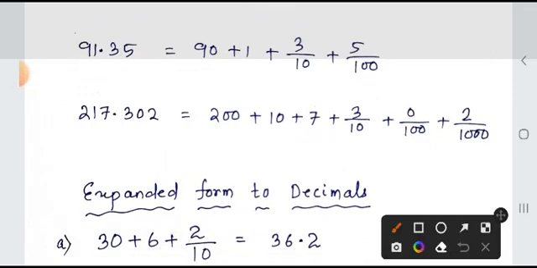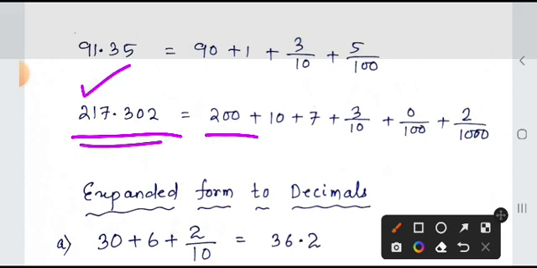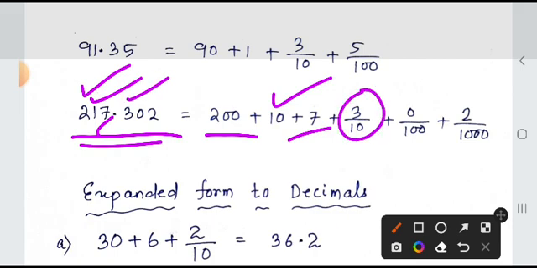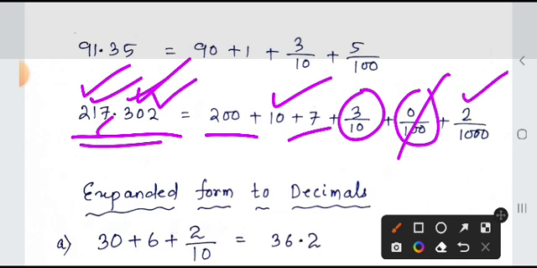And similarly, the other example, 217.302. For 217, for 2 we have to write 200, it is in the hundreds place. 1 is on the tens place, so for 1 we have to write 10, and for 7 that is on the ones place, so 7. And in the decimal part, 3 is on the tenth place, that's why for 3 we have to write 3 upon 10. 0 is on the hundredth place, so we have to write 0 upon 100, or we don't need to mention that. And for 2 we have to write 2 upon 1000 because it is on the thousandth place.